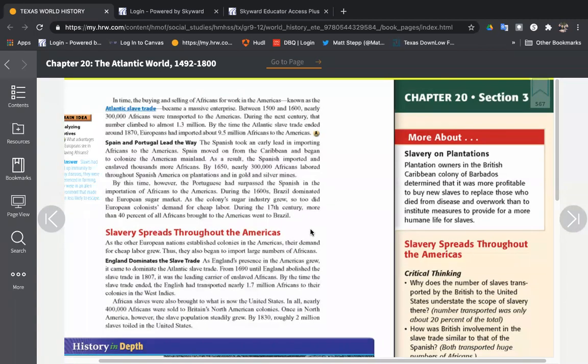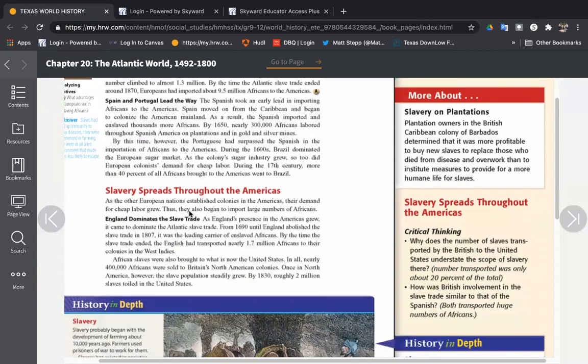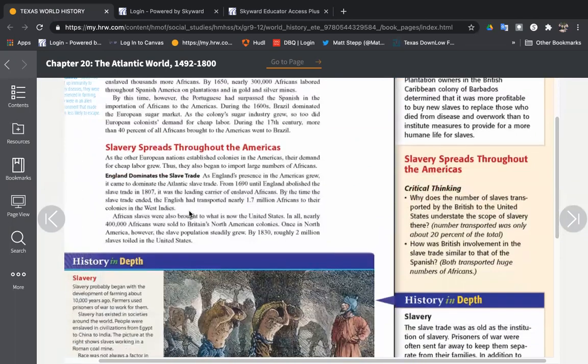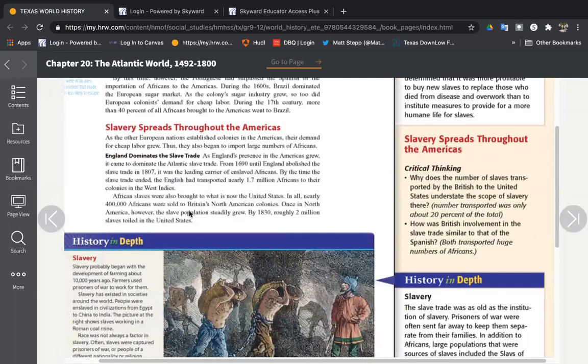The Spanish took an early lead in importing Africans to the Americas. Spain moved on from the Caribbean and began to colonize the American mainland. As a result, the Spanish imported and enslaved thousands more Africans. By 1650, nearly 300,000 African laborers worked through Spanish American plantations for gold and silver mines. By this time, however, the Portuguese had surpassed the Spanish. By 1600, Brazil dominated the European market for sugar. As the colony's sugar industry grew, so did the European colonists and the demand for cheap labor. During the 17th century, or 1600s, more than 40% of all Africans brought to the Americas were sent to Brazil.